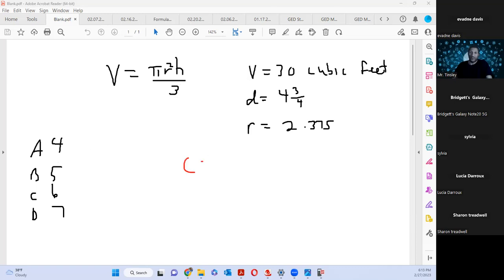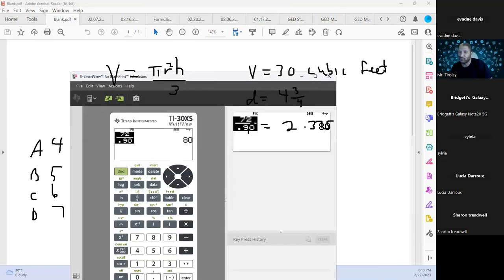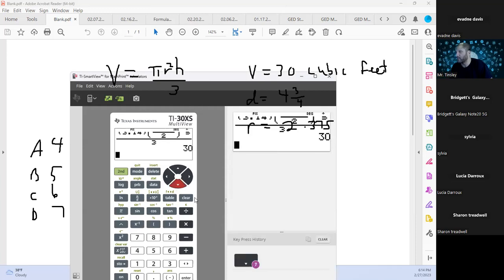Let me grab my calculator. I'm the calculator person on the internet. No, I'm kidding. Listen, if you don't understand, this is your best friend. If you haven't been using this calculator, I don't know what to tell you.